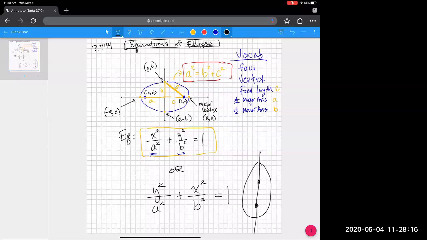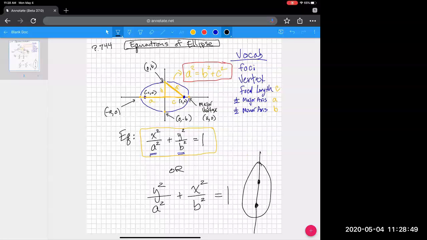If you have something like that, then the a direction will be vertical instead of horizontal, and that means that it's in the y direction, so the a squared will be under the y instead of being under the x. And so that's the only difference: you switch the x and the y positions in the 2 fractions so that the y is on top of the bigger a squared value and the b is on the smaller one. And remember, since a squared equals b squared plus c squared, a will always be larger than b.